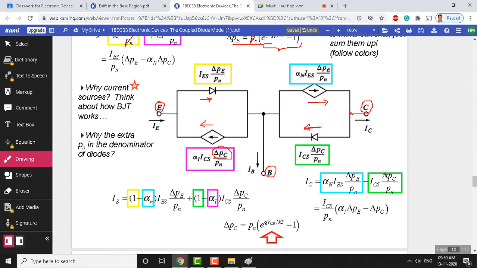So, the second term here is nothing but the diode behavior of this model, and the first term is nothing but the current source behavior. And already this delta P term depends on the voltage applied here. That means this satisfies the current source requirement. This current source does not depend on the voltage applied between collector and base, but instead depends on the voltage applied between emitter and base.